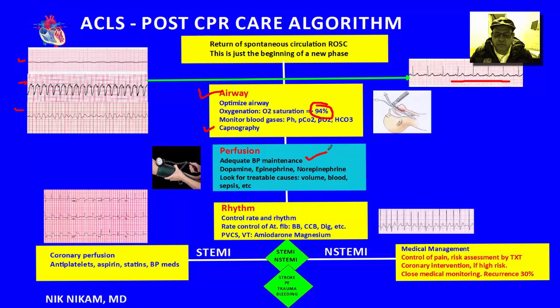The third element that we need to focus upon is the cardiac rhythm. Cardiac rhythm can be a nagging problem in a patient in a post-CPR state. They can have atrial fibrillation with rapid ventricular response, like 160, 180, which increases cardiac work, which increases cardiac oxygen consumption.